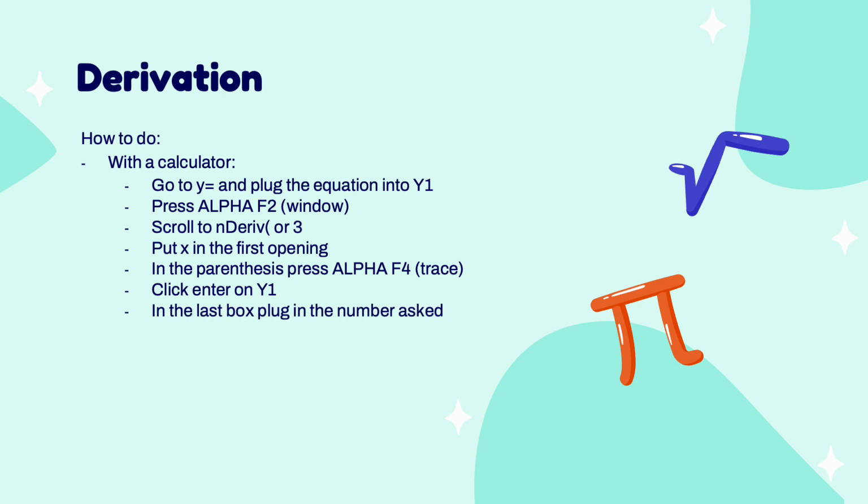And then in the last box, it's going to say x when x equals blank, and you're going to plug in the number that it tells you x is going to be equal to, and then that's just going to give you the derivative.